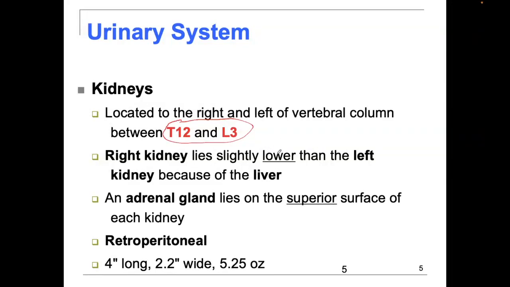The right kidney is slightly lower than the left kidney, and that's because of the liver. The liver pushes that down, and it has the adrenal gland that lies above the kidney. The kidneys are referred to as retroperitoneal, meaning retro, it's behind the peritoneum.